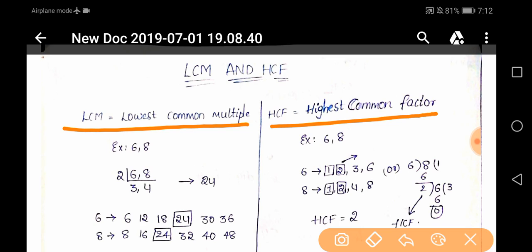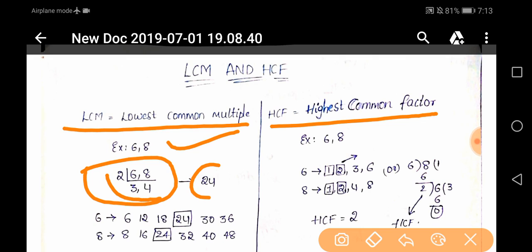So let us consider an example of 6, 8. What is the LCM? The old method which we use is this: 6 and 8, divide them by 2, 2 threes are 2 fours are. By multiplying these three numbers, 2 into 3 into 4, we get 24. The LCM of 6 and 8 is 24. That is the number which is a multiple of both 6 and 8, and the least such number is taken as the least common multiple.